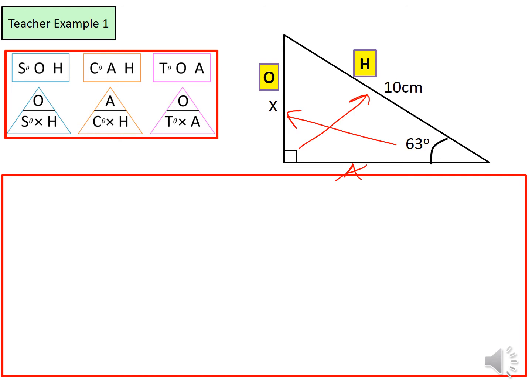Which one of these three trig formulas has O and H in it? If I look at it straight away, O and H are in my first one. Everything else only has one of them, the opposite or the hypotenuse, but the sine formula has both, so we need to use the sine formula. Which one are we trying to work out? The length we're trying to find is the opposite side. As you can see, it covers it up, so to work this one out we're going to use sine theta times the hypotenuse. I'll get to how to do that in a minute, but the method is very important.